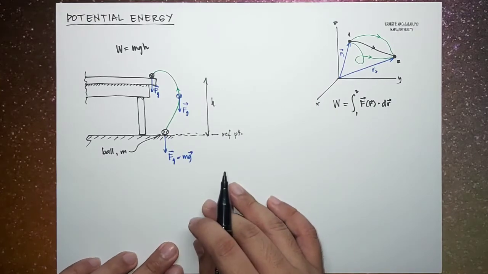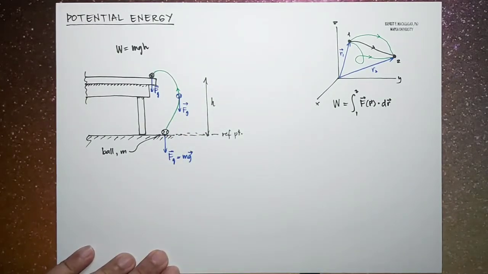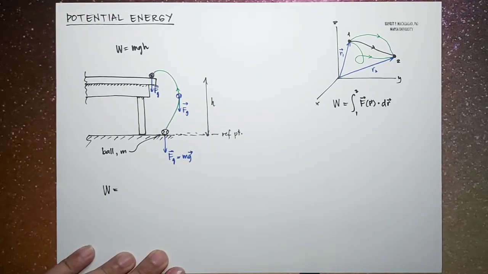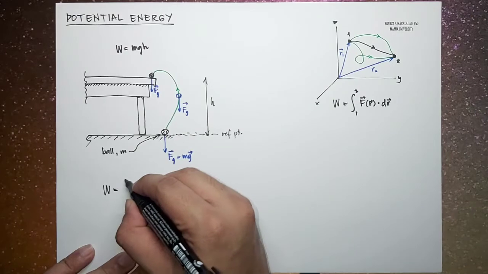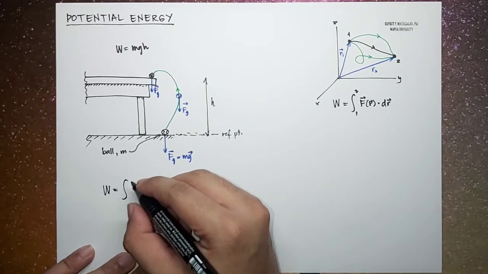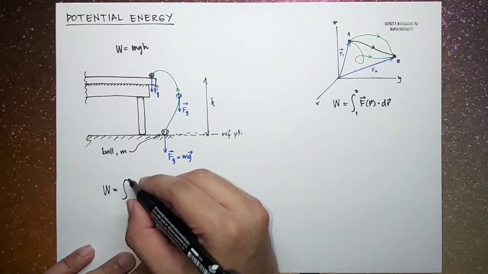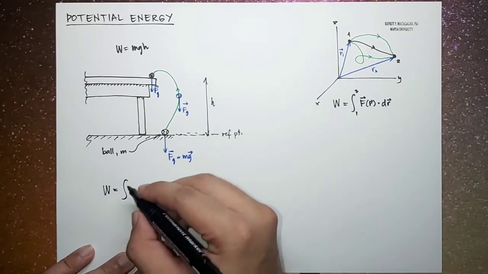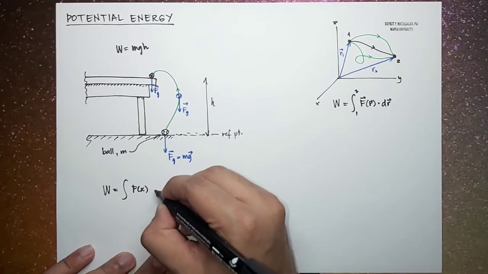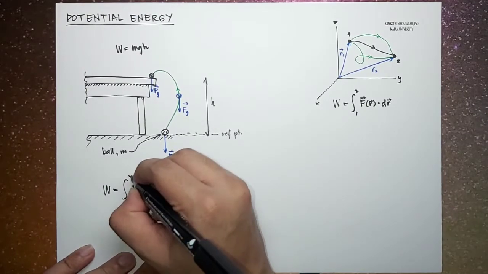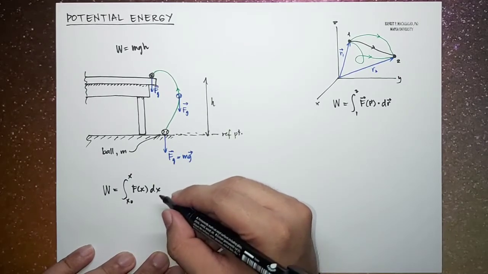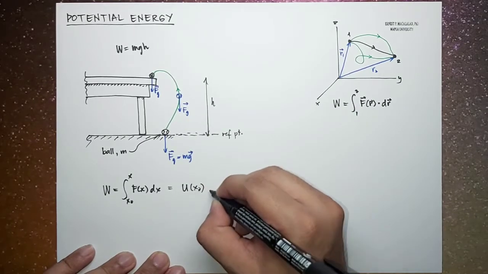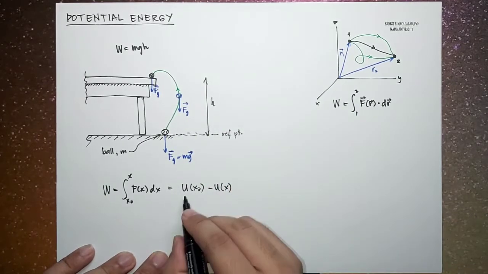So in one dimension, for example in this case, the work done by the force F from your initial position to your final position is the integral of F(x) dx from x naught to x, and is defined as the change in potential energy, U(x) minus U(x naught).